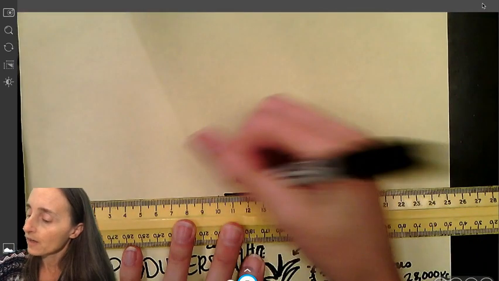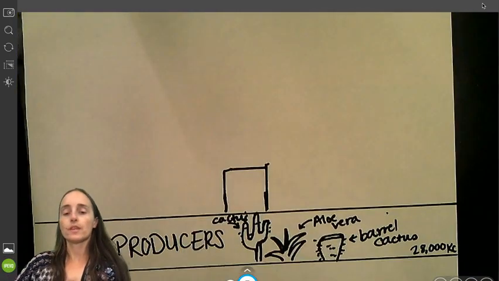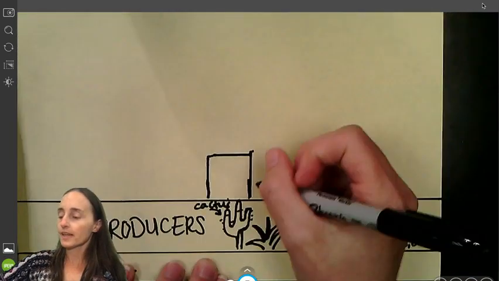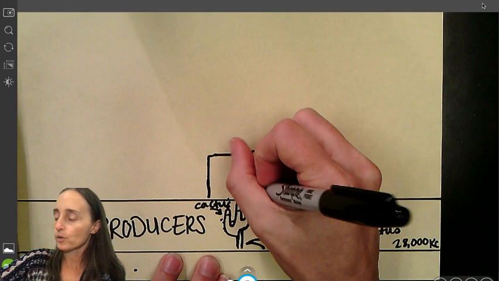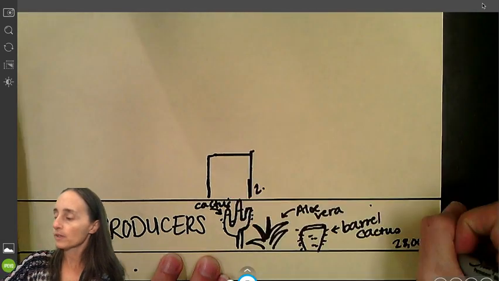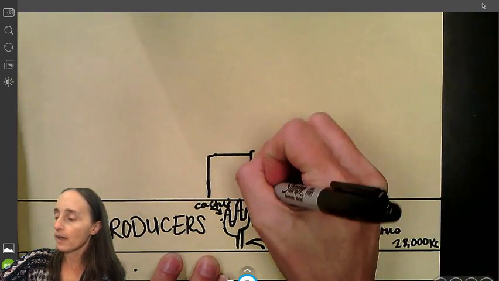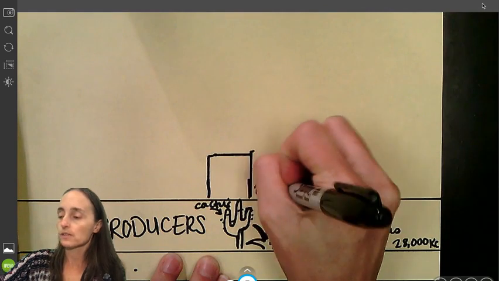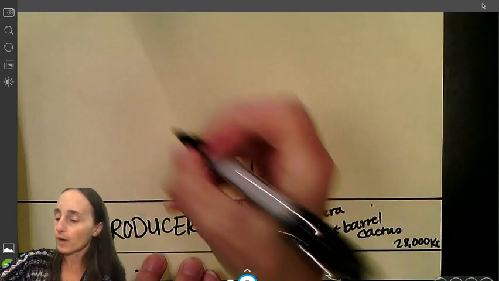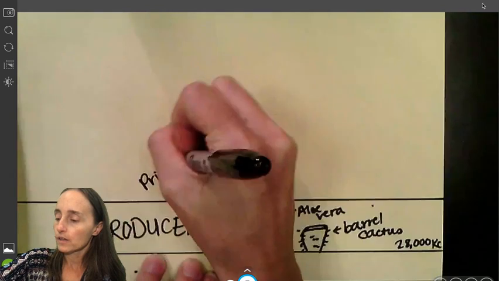Okay, so that's my producers right there. So this tiny adorable little thing is how much did I say? So I got to move my decimal once. So 2,800 kilocalories. And it's the primary consumers.